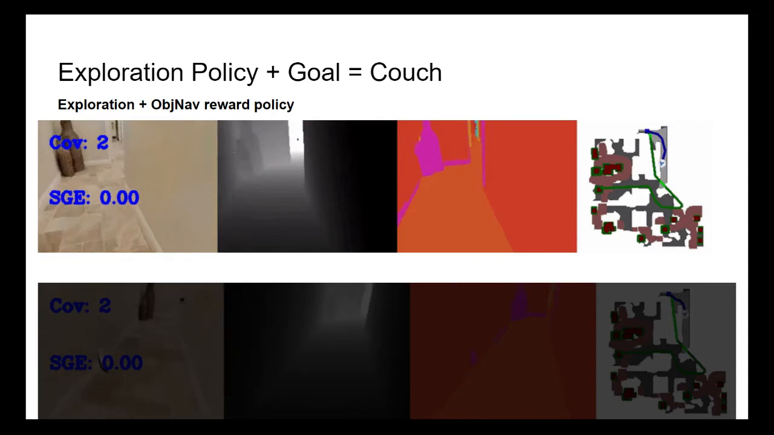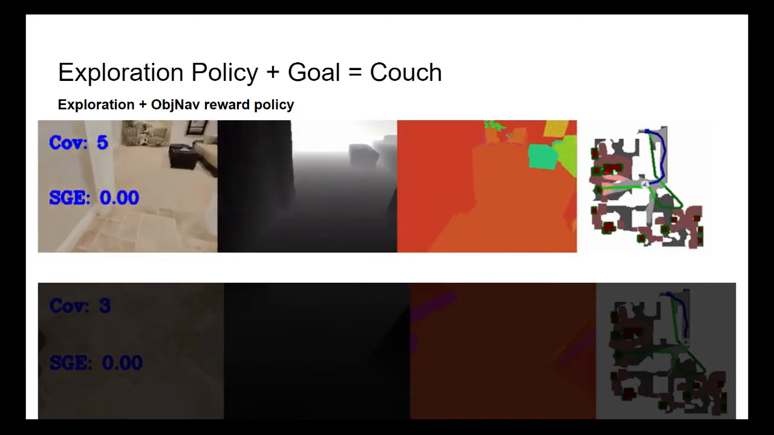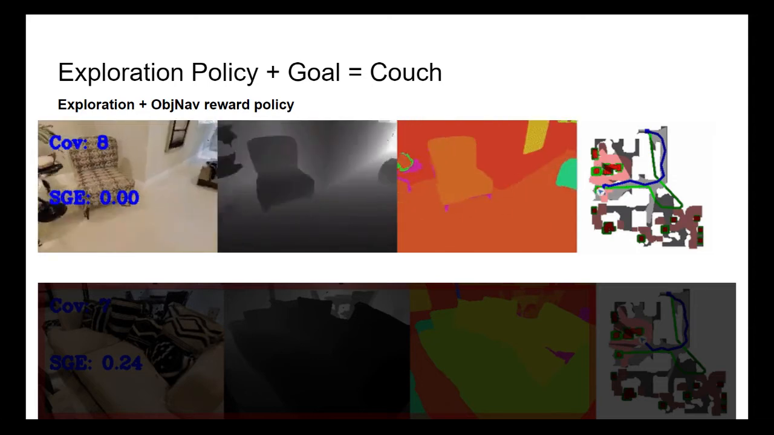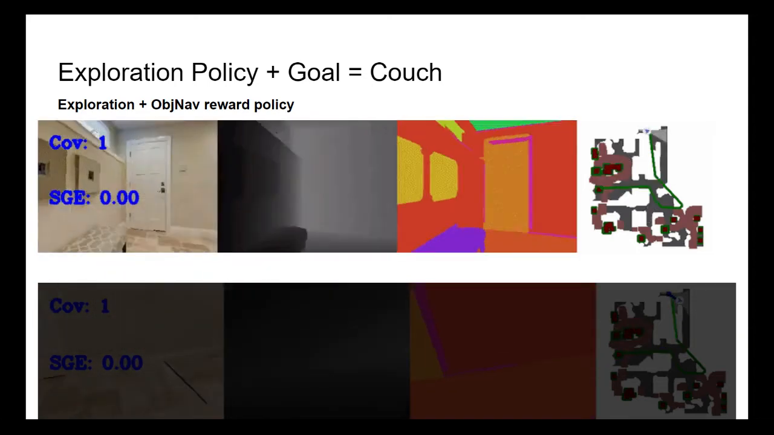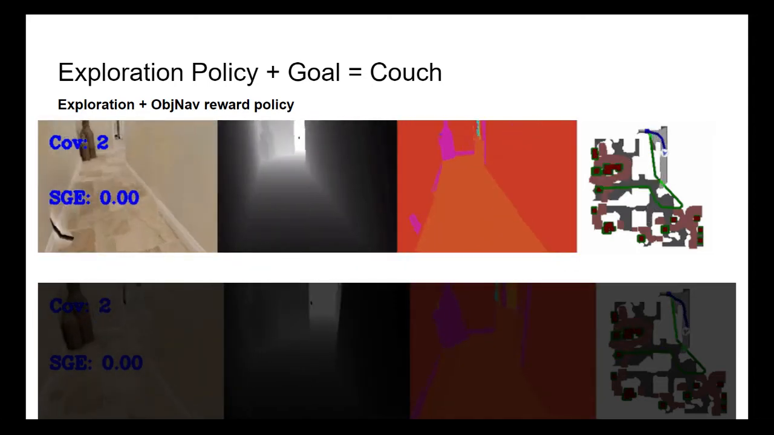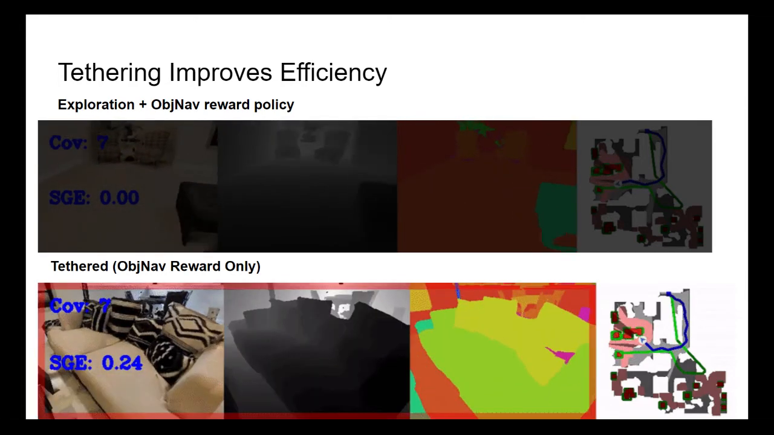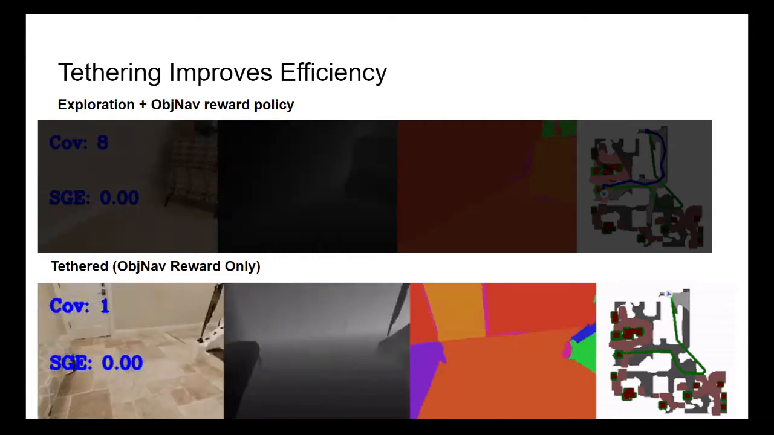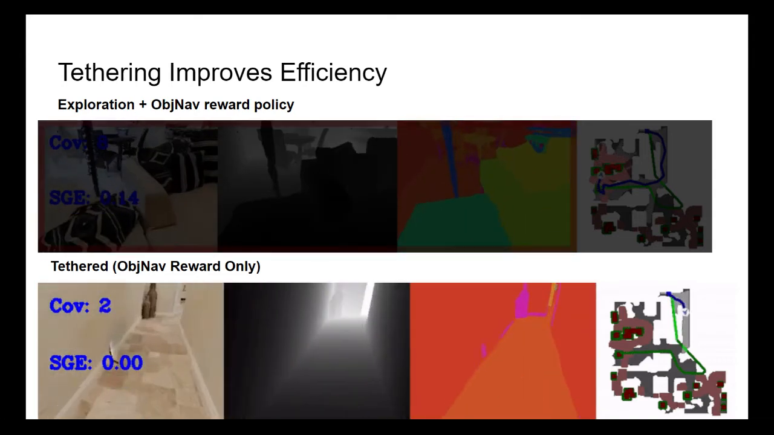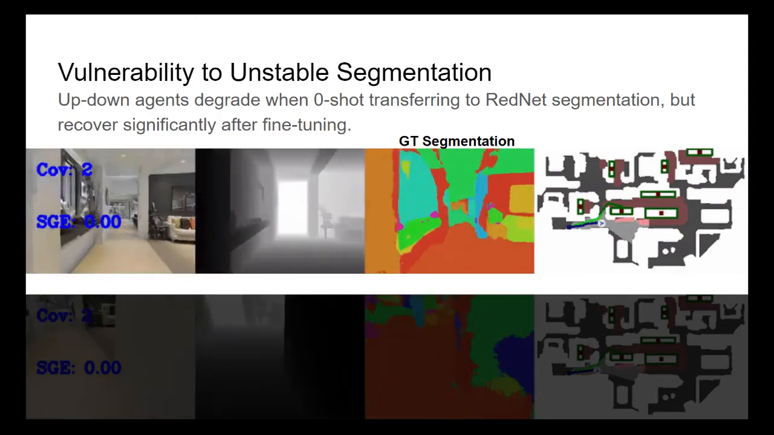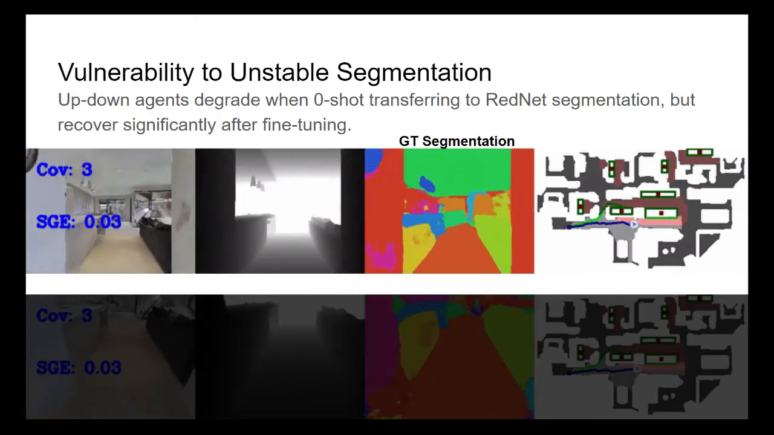Here we show our agent successfully navigating towards a couch in the environment. This policy was provided an exploration reward and goes around the ottoman instead of stopping directly after sighting the couch. After switching to the tethered policy provided only the ObjectNav reward, the agent stops directly at the couch, raising navigation efficiency. We quantify various agent failure modes in our paper.